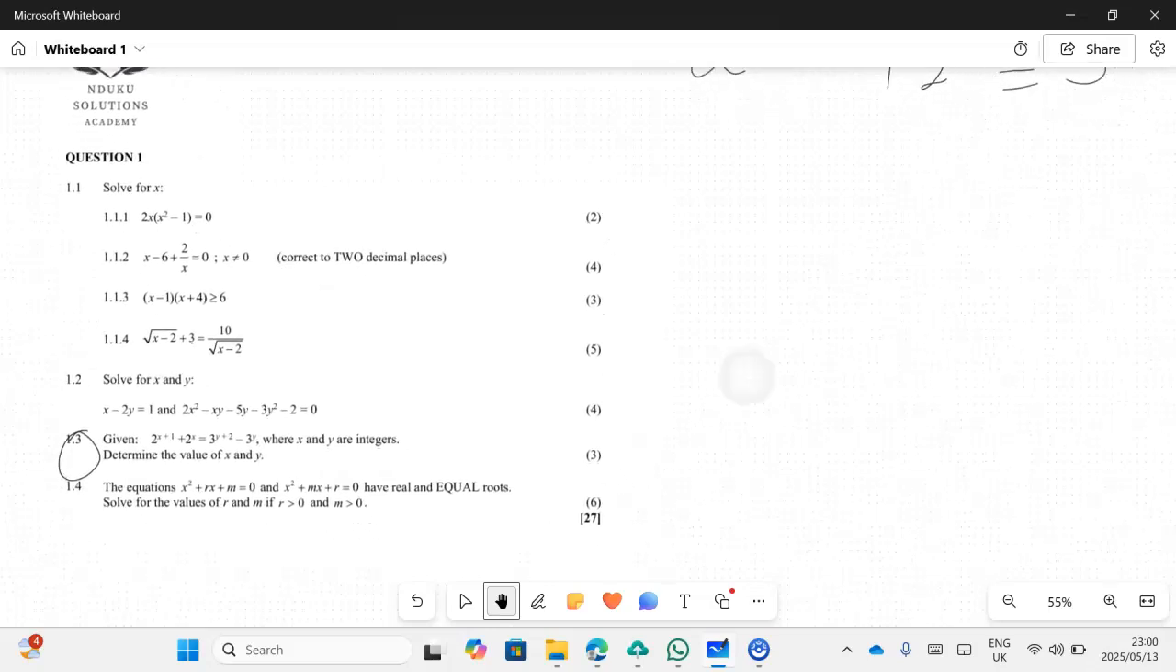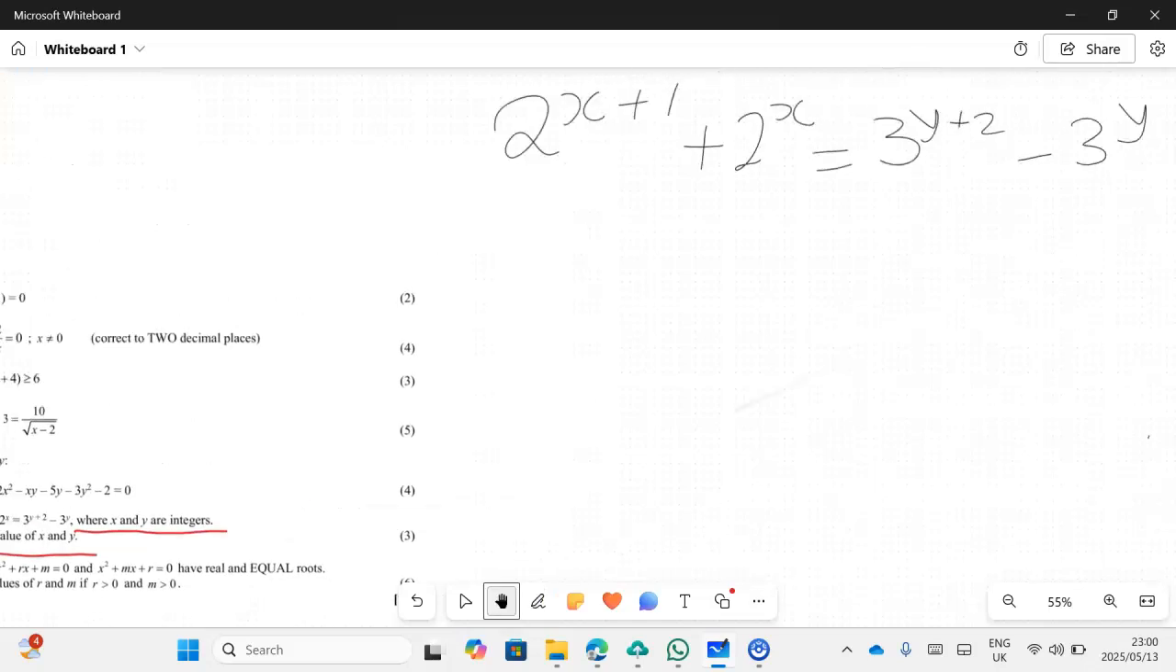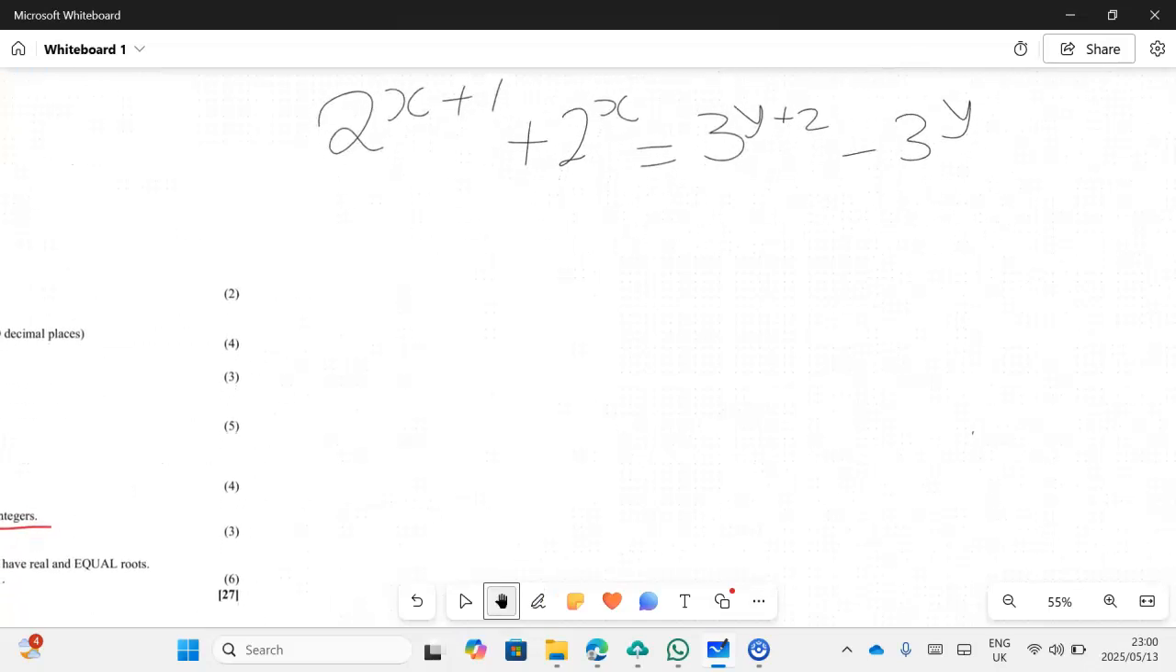And then the question is also saying to us, where x and y are integers, we must determine the value of x and y. It's just 3 marks, so not much work is needed. And then let's go back to the problem. Here's our problem. I hope it's clear.